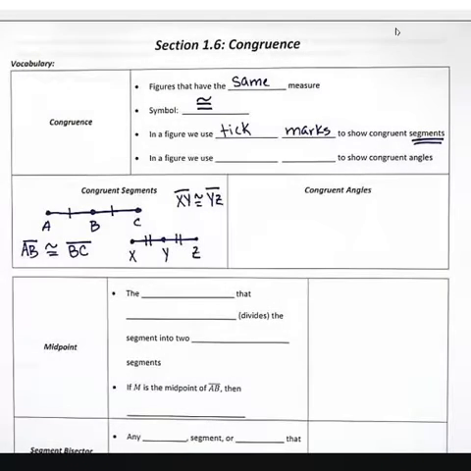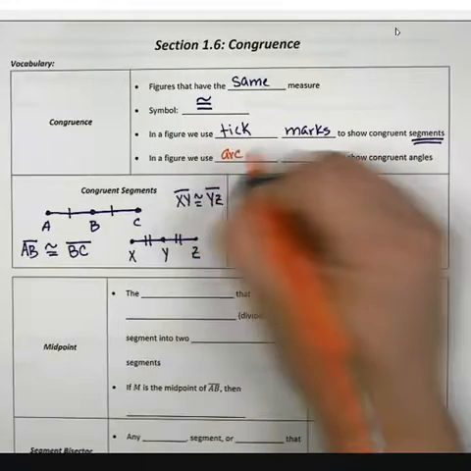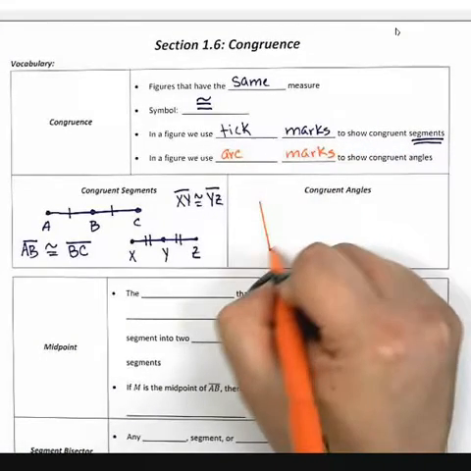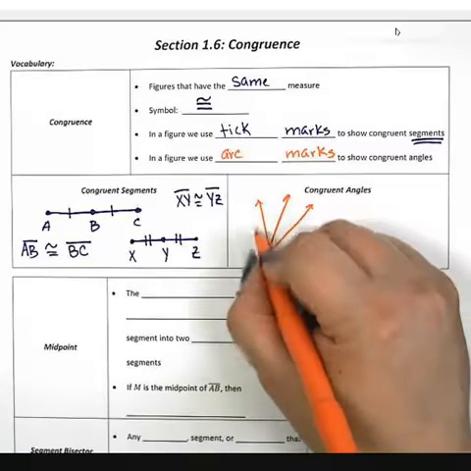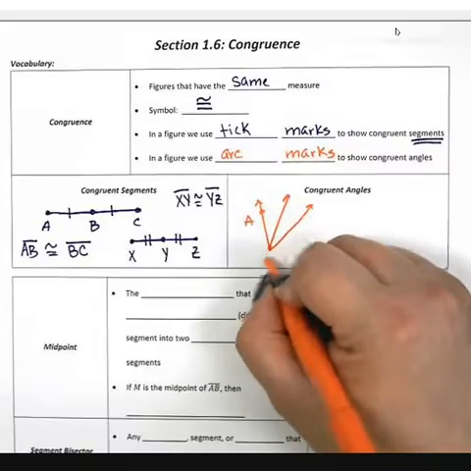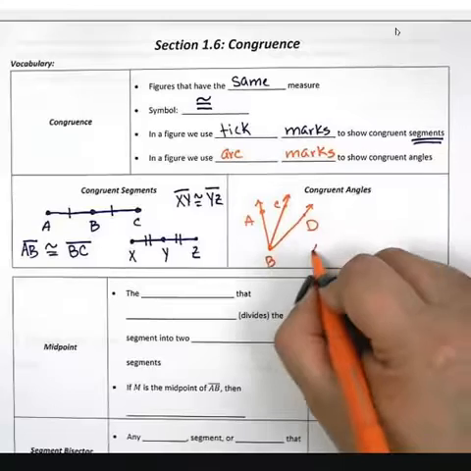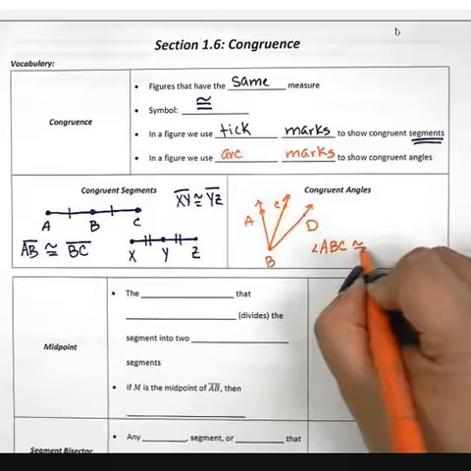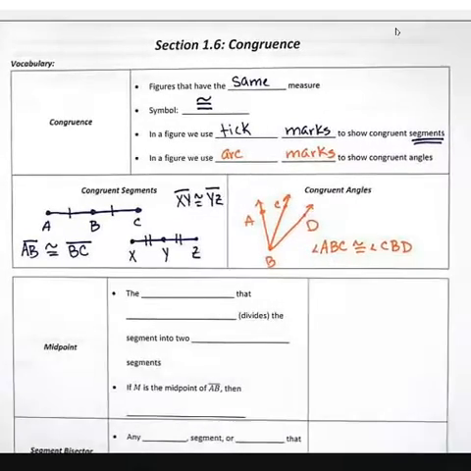All right. Then we've got arc marks to show congruent angles. So if I have an angle like this, A, B, C, and D. So if I want to say that angle ABC is congruent to angle CBD, then I can put arc marks to show that.